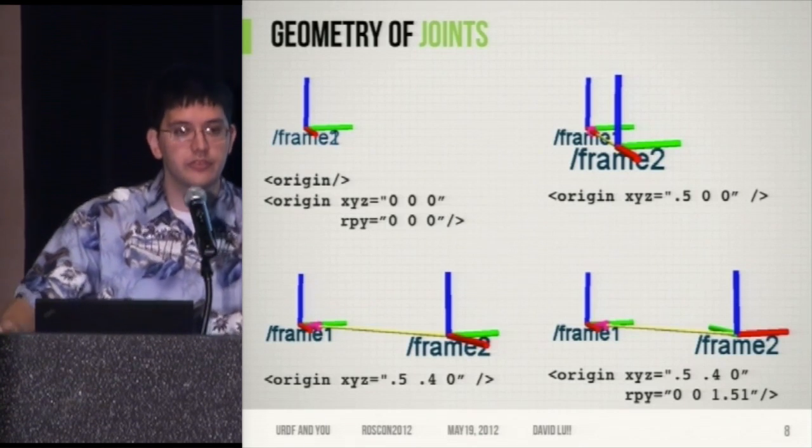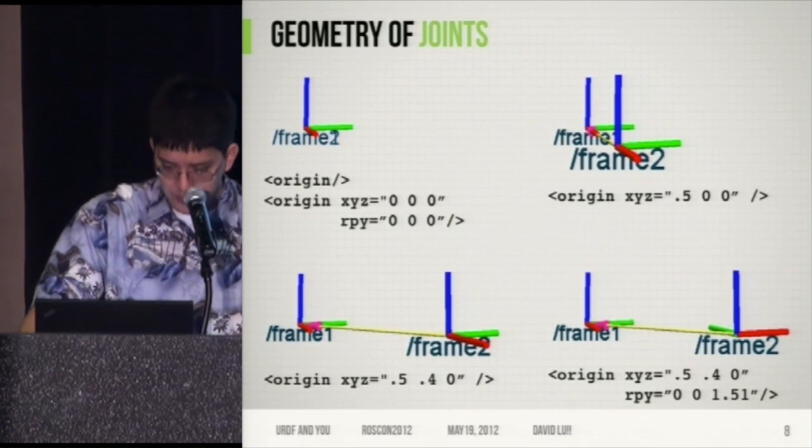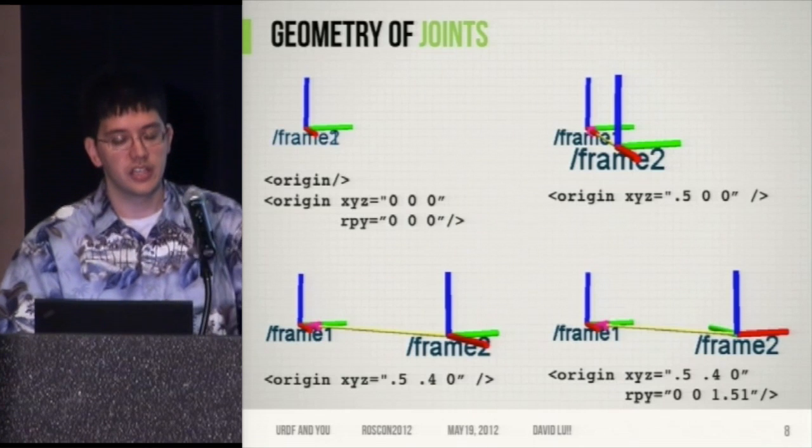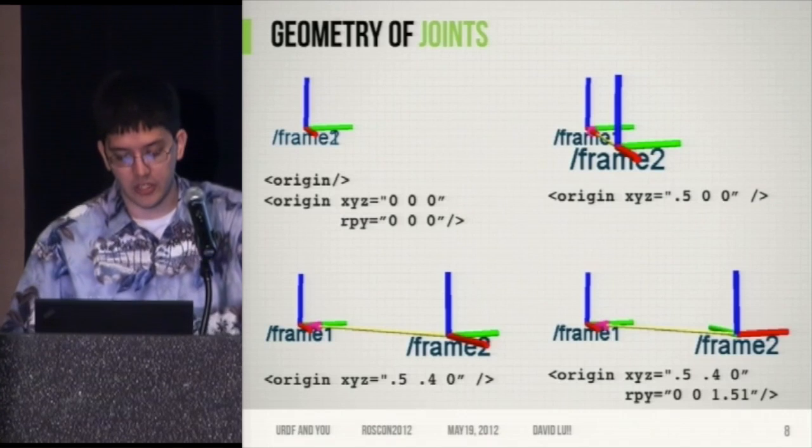Then in the bottom left, we're adding another dimension, adding an offset in the Y direction. And then in the bottom right, I'm adding a 90-degree turn around the Z axis specified in the yaw there.